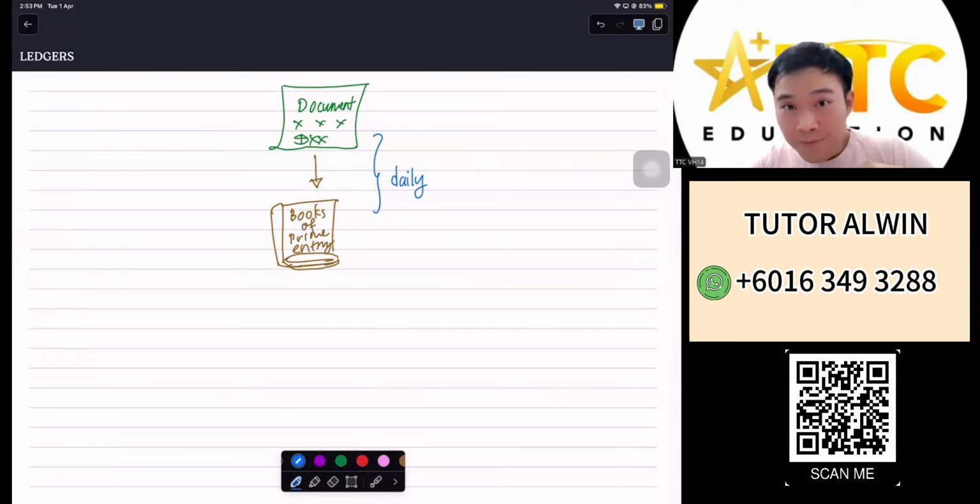Towards the end of the month, it is time to calculate how much our sales actually are. How many things have we purchased? How much are we owing to people? And how much are people owing to us? Or how much is our bank balance left? How much is our cash balance in hand left? How do we know that? That is a process where we classify things into specific groups of accounts in a place called a ledger.